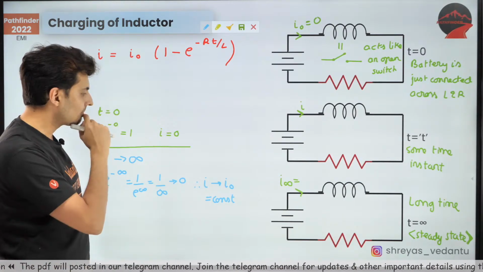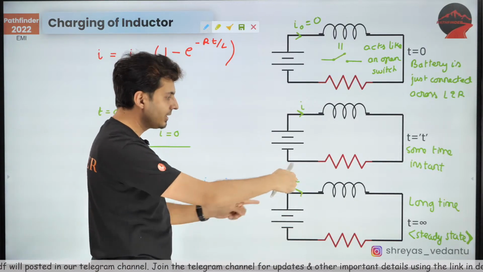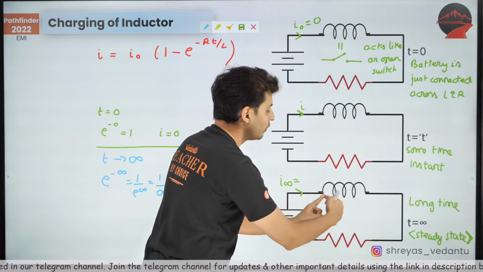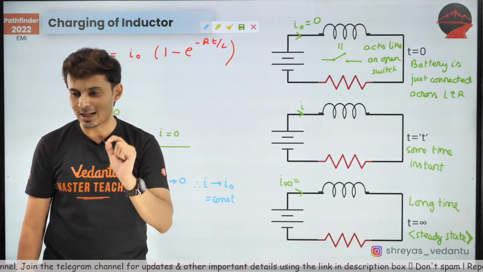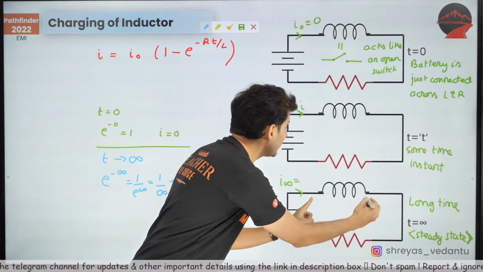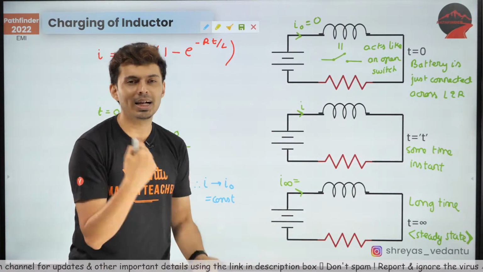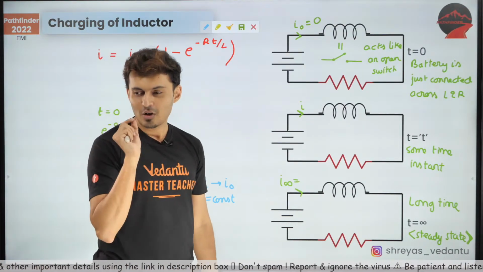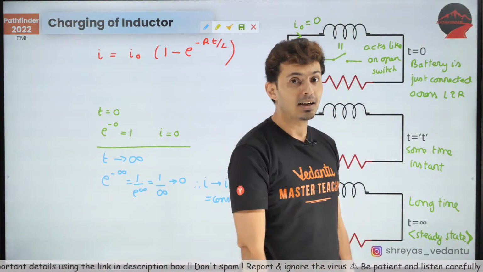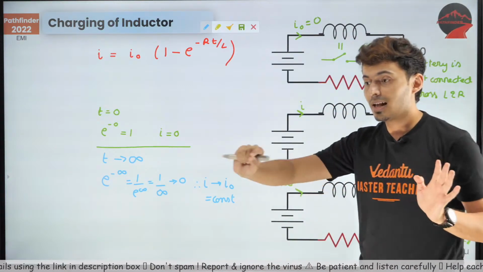Now here is the thing. If the current becomes constant, what will be the voltage across the inductor? Quickly answer this question in the chat box. If current is constant, what is the voltage across the inductor? This is very easy. You should be able to get this. I is constant. I is I naught.